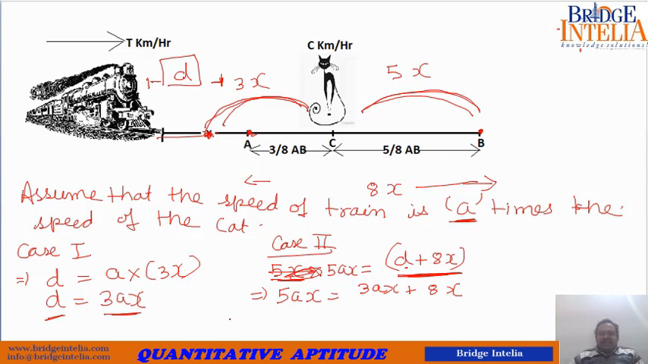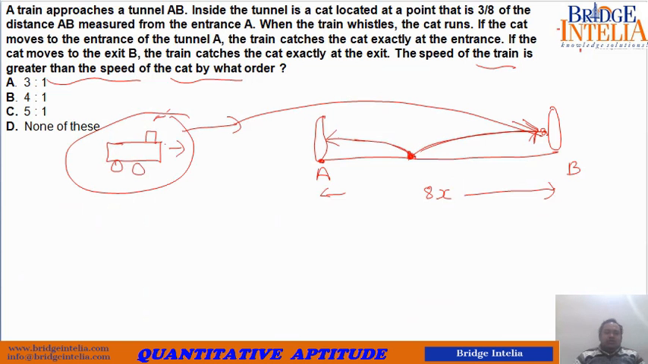Now bring this 3ax to this side. So it means 2ax is equal to 8x. Now cancel x. A is equal to 4. A is equal to 4 means what? Speed of train and speed of cat. So the speed of the train is 4 times the speed of the cat. That's why the ratio will be equal to 4:1. So this is the final answer.